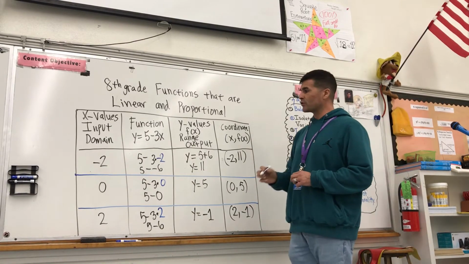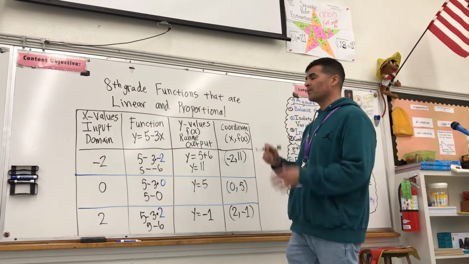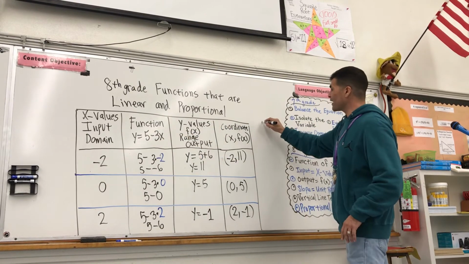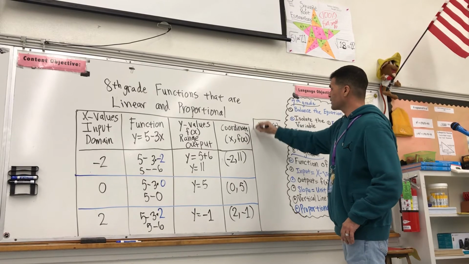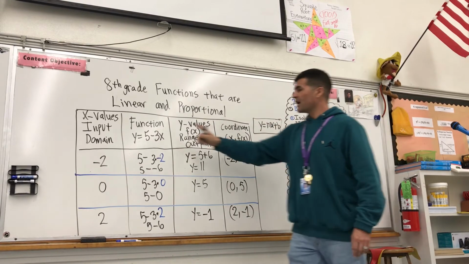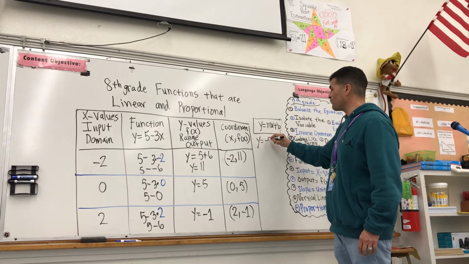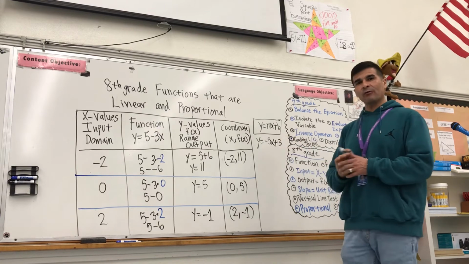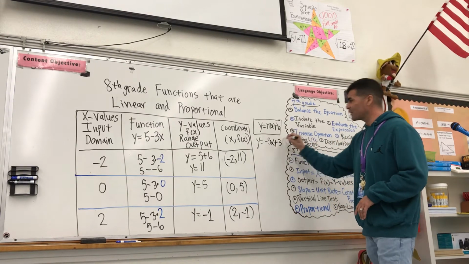Now we have to say whether or not this function is linear or proportional. Let's take a look at our function. Can we write this function in slope-intercept form? Well, let's see here. I could write this as y equals -5x plus 3. Is that right, guys? Oh, you guys caught me. Yeah, obviously this would not be correct.